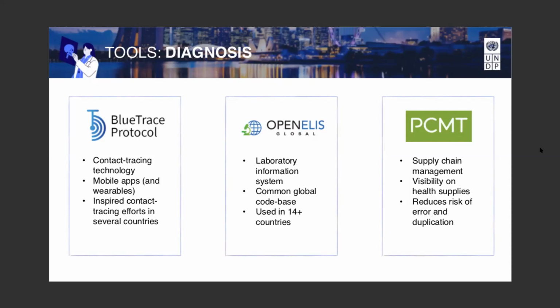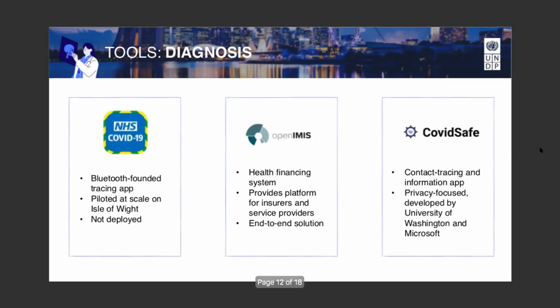OpenELIS is a really exciting bit of software that supports the back end of laboratory systems. So for example, if you're processing tests around COVID or other diseases, the back end of the laboratory will be founded on something like OpenELIS. And then PCMT stands for the Product Catalog Management Tool. It's one of the more specific tools in the toolkit. And again, it's used to kind of standardize each product in a healthcare supply chain using terminology that's applied globally so that you can have end-to-end management and visibility on your health supplies from supply through to usage on the ground as well.